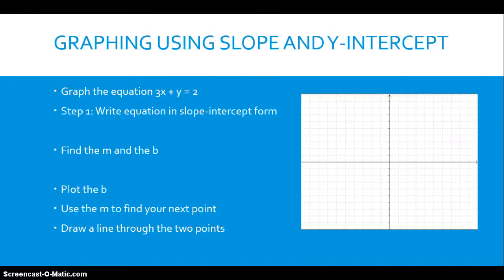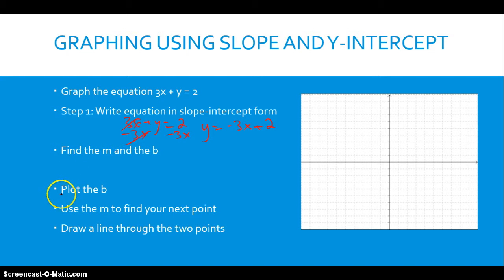So let's graph using slope and y-intercept. Graph the equation 3x plus y equals 2. Step 1, write the equation in slope-intercept form. We know that it's not in slope-intercept form yet because y is not by itself. So we're going to subtract 3x from both sides. So we get y equals negative 3x plus 2.